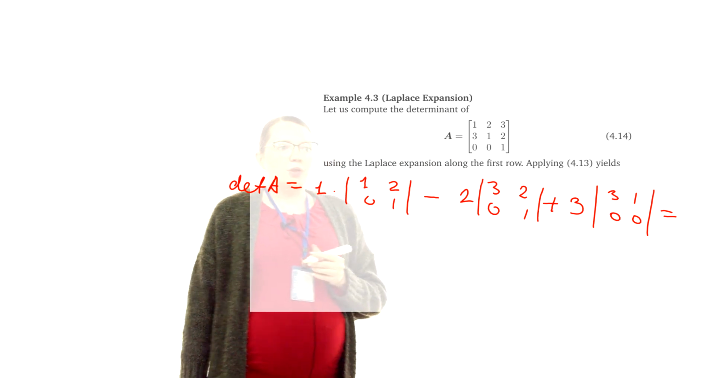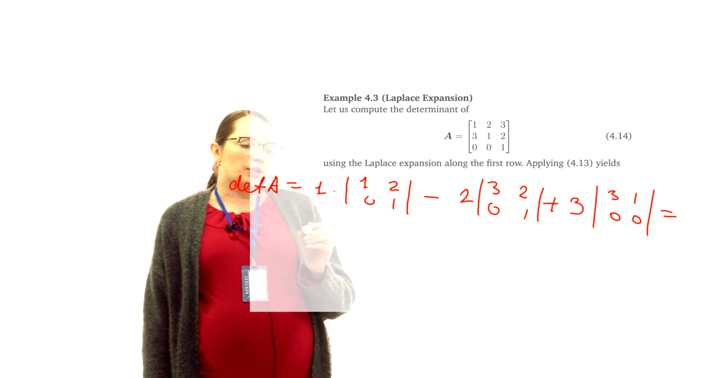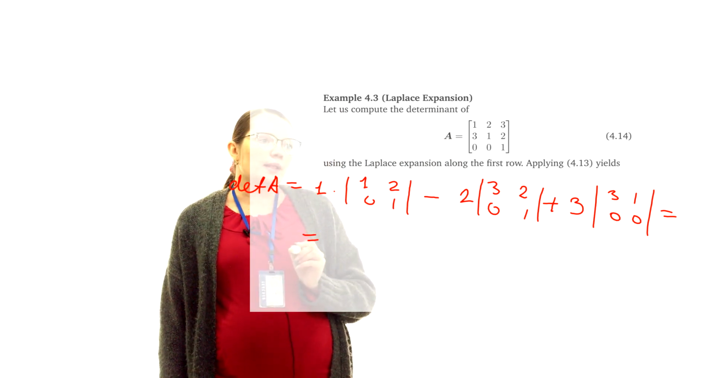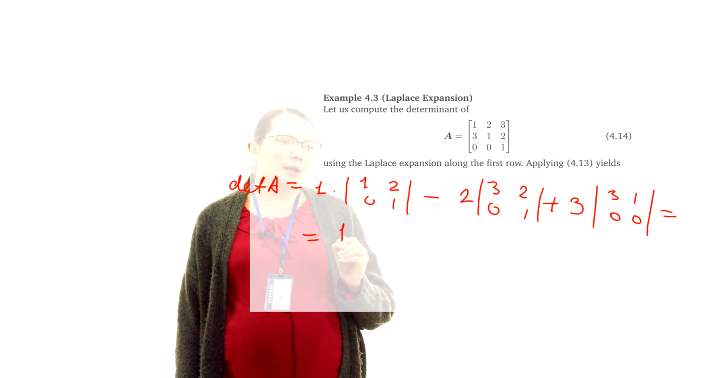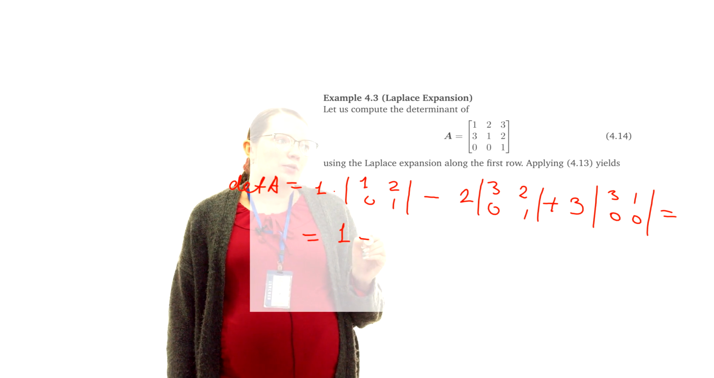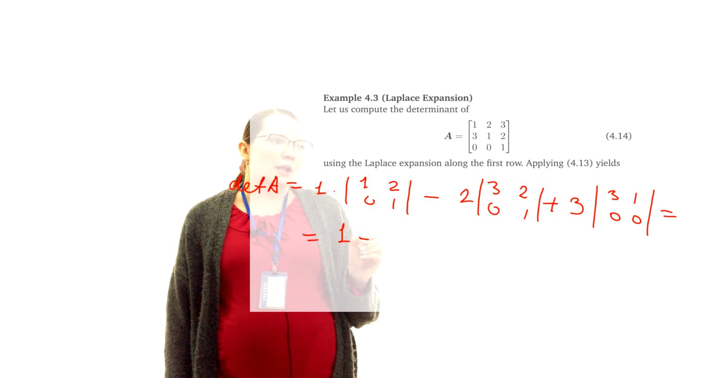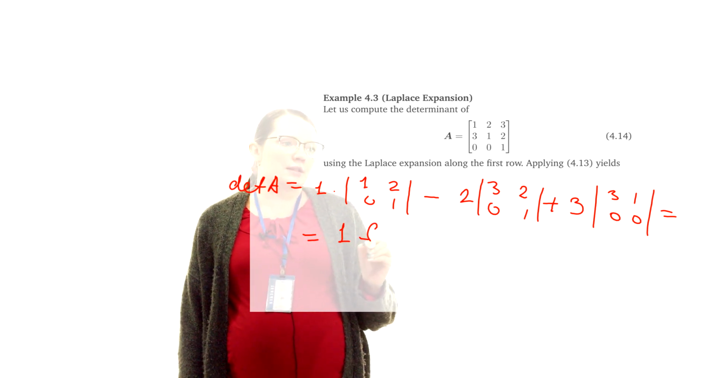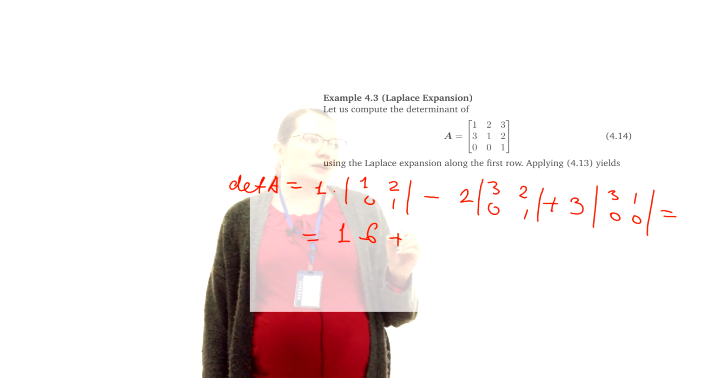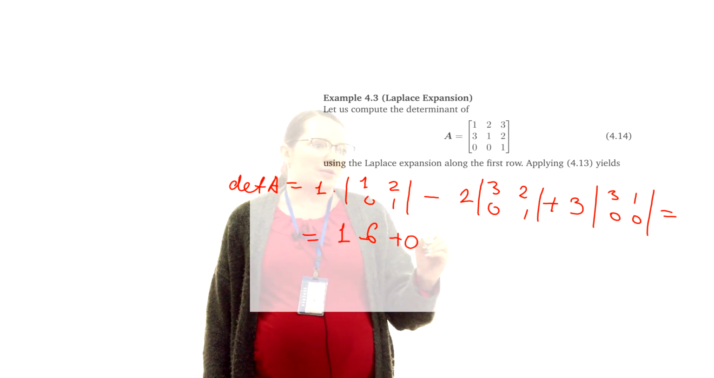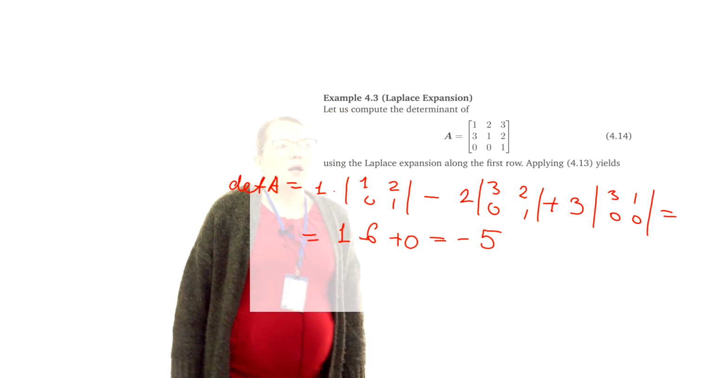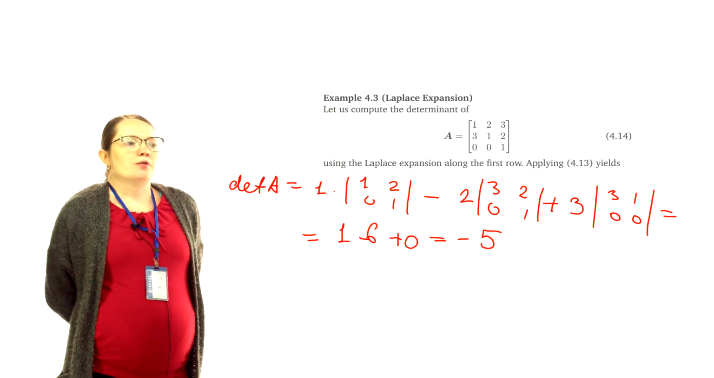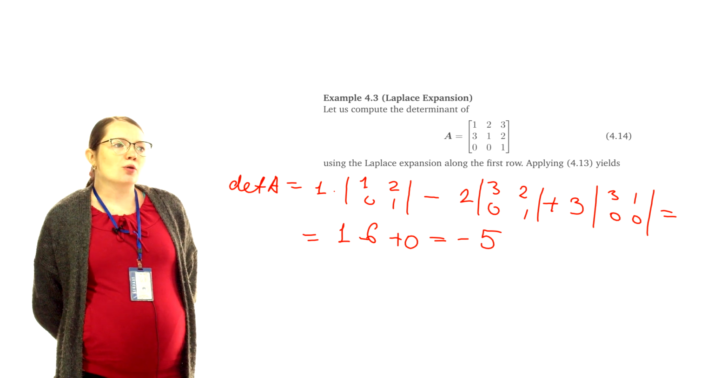And next we will use the formula for the 2 by 2 determinant. So here for the first one we have 1 minus 0, we have 1. Then we subtract 3 minus 0, we have 3, and times 2 we have 6. And we add, this is just 0. So the result is minus 5. So this is the example of cofactor expansion along the first row.